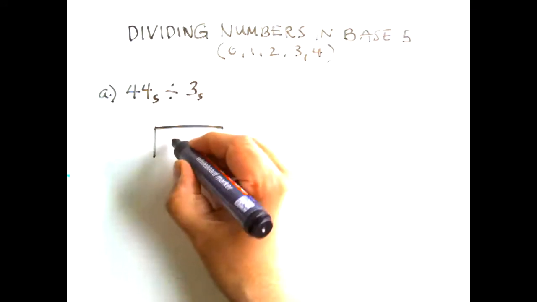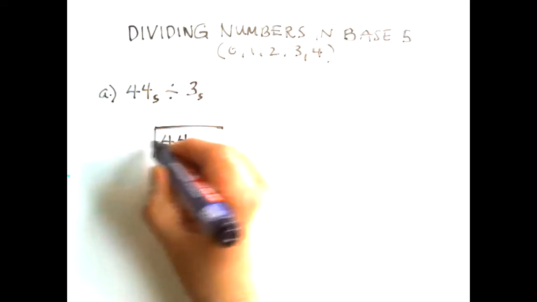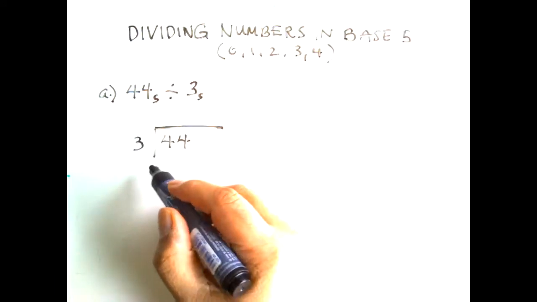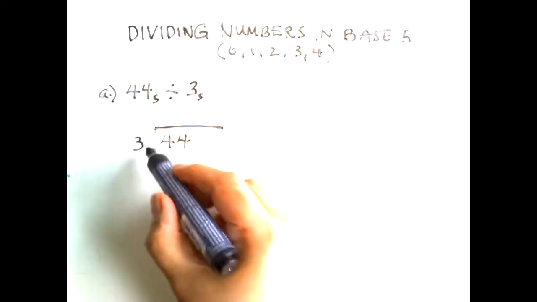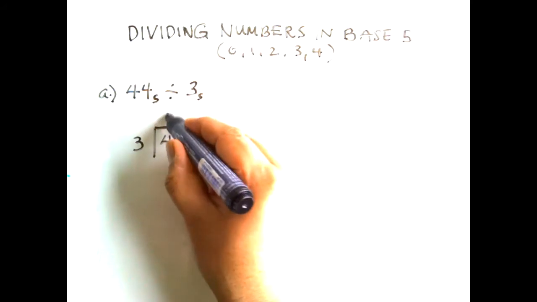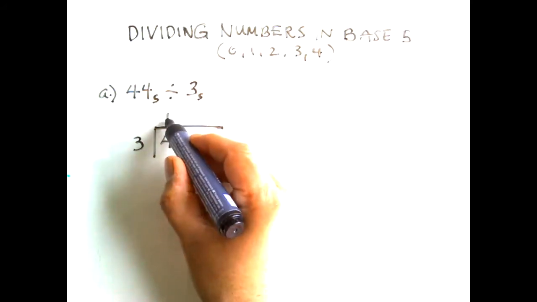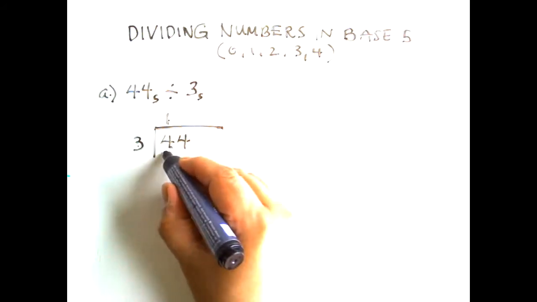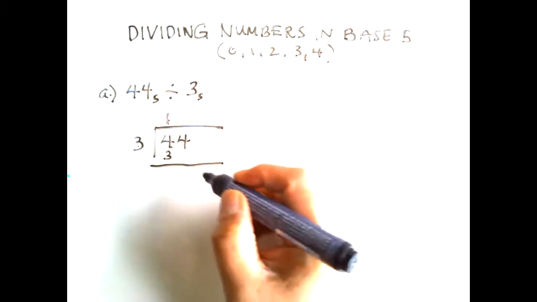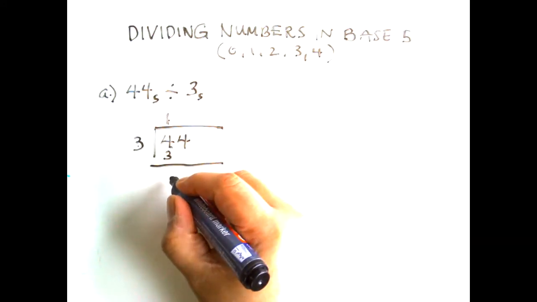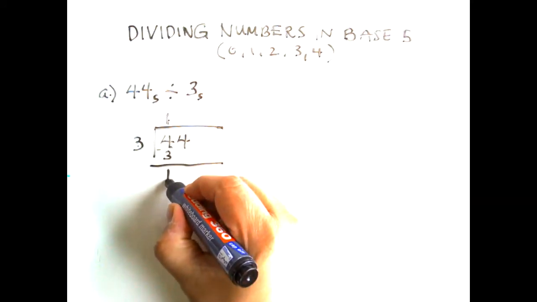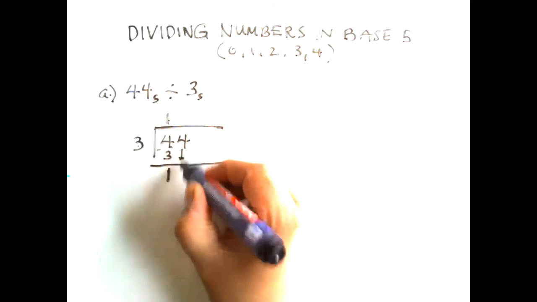So we have here 4 divided by 3. This is very straightforward, but let's start with something easy. How many 3's go into 4? Your answer is 1. Then you do 1 times 3 is 3. This is like long division that you've learned when you were in primary school. Then we have 4 less 1 is 1, and then bring down the 4.